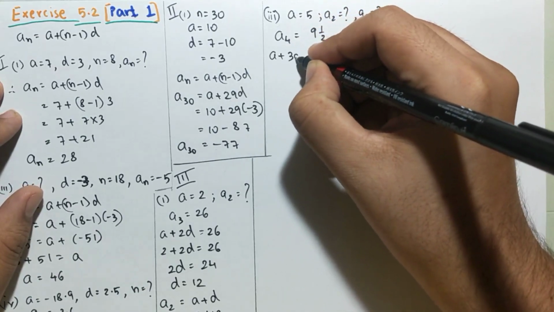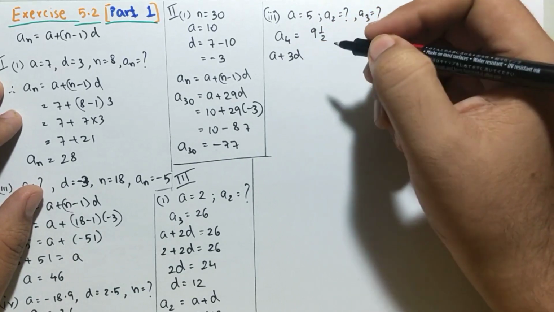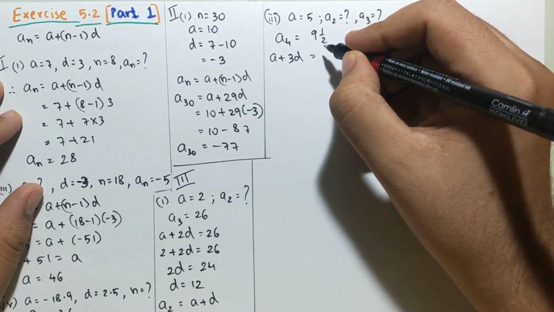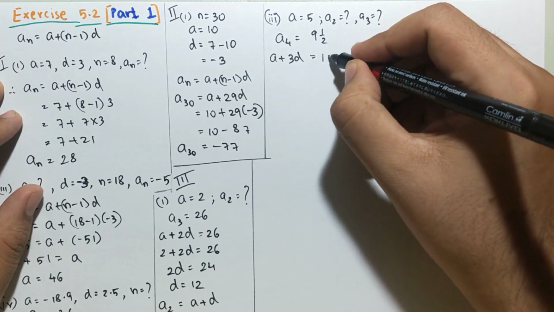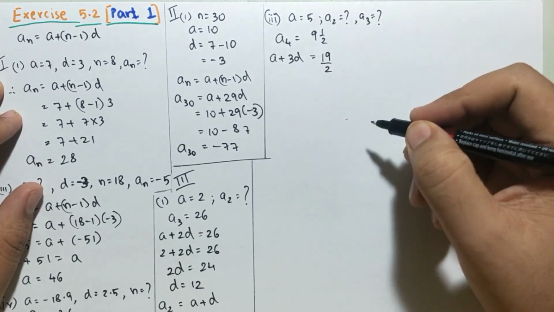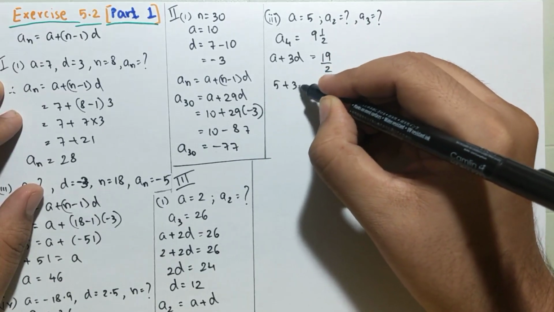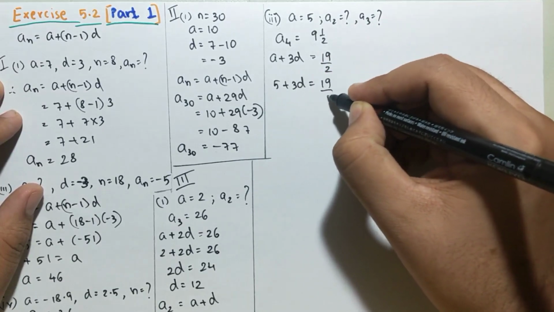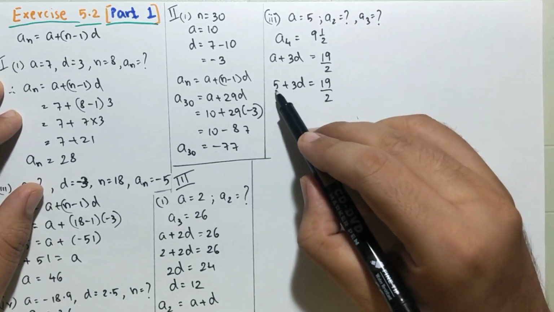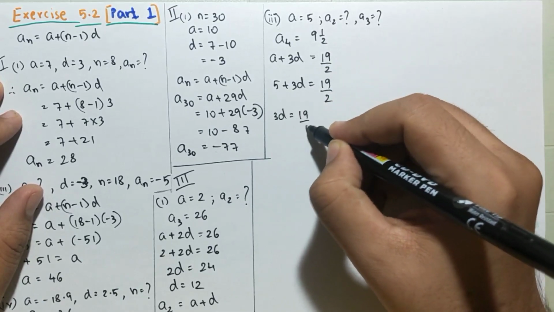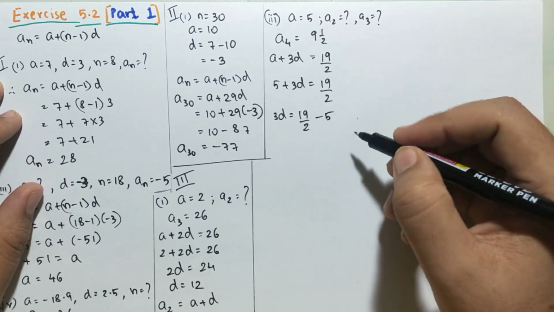A plus 3D. This is your fourth term, and I am converting this mixed fraction to an improper fraction. It will be 19 divided by 2. A is 5, so 5 plus 3D equals 19 by 2. First, this 5 will go on the right hand side. So 3D equals 19 by 2 minus 5.